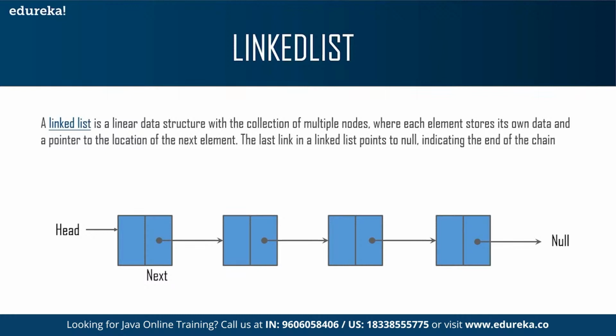So there are three types of linked list. One is singly linked list, that is unidirectional, where it contains only the information of the next node. When it comes to doubly linked list, it contains the information of the next node, also the pointer to a previous node. And when it comes to circular linked list, the last node points to the first node.